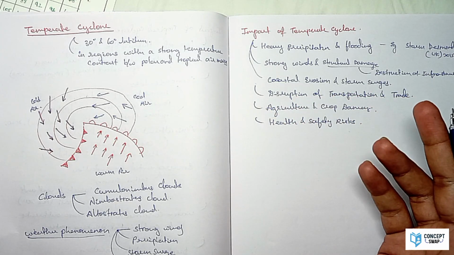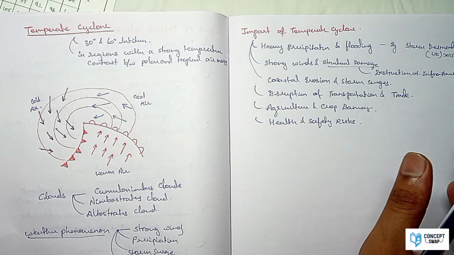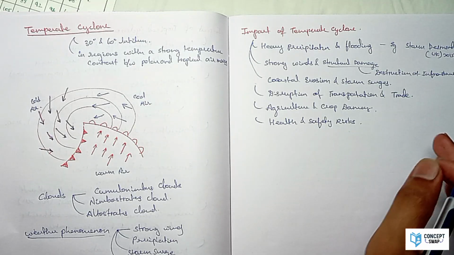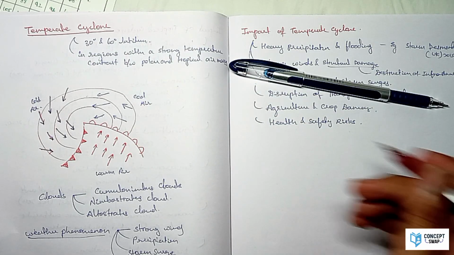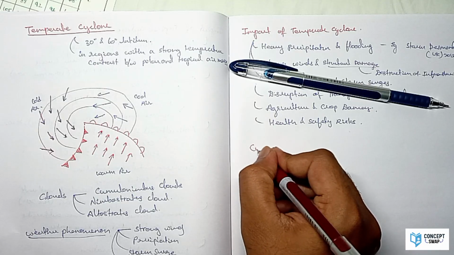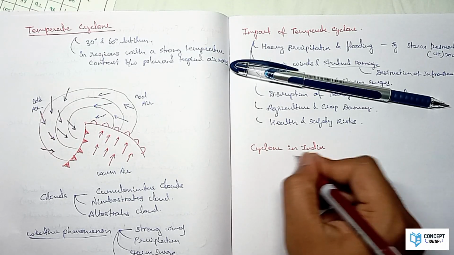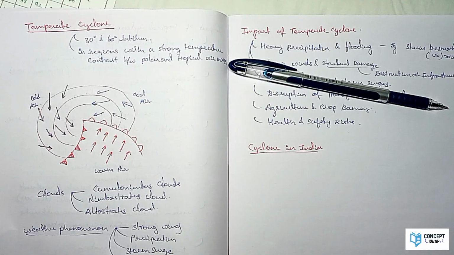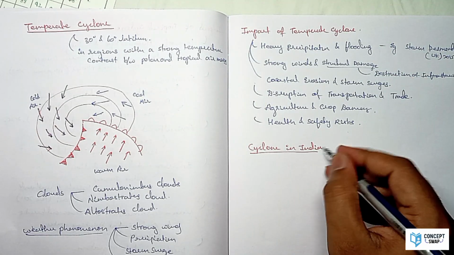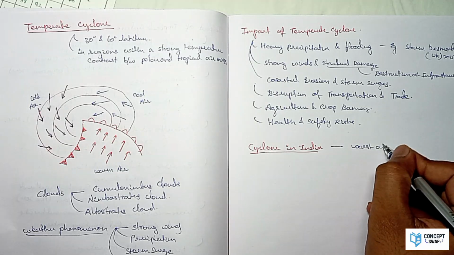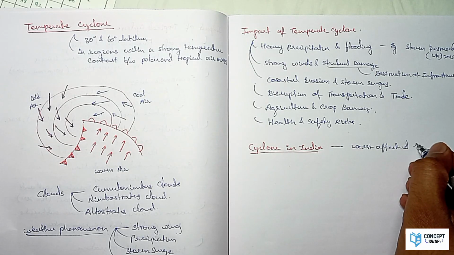The Indian subcontinent is one of the worst affected regions in the world. This subcontinent has a long coastline. I will discuss only cyclone in India, because if I tell you now, people will not understand. You can make notes on this. India is a worst affected region.